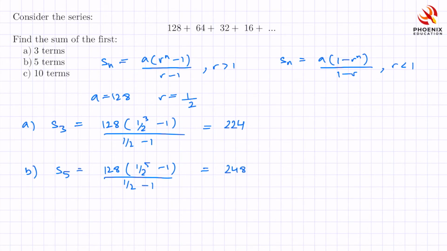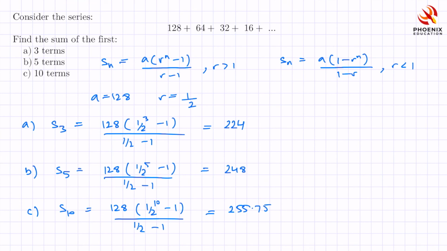Now for part C, you can pause the video here and have a go at this yourself. So S10 will equal 128 times half to the power of 10, minus 1, divided by half minus 1. And if we put this into the calculator, we'll get 255.75.